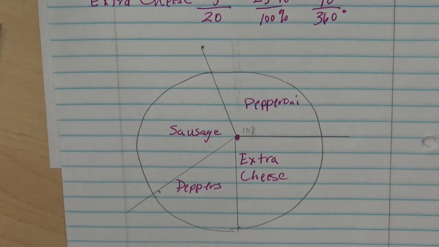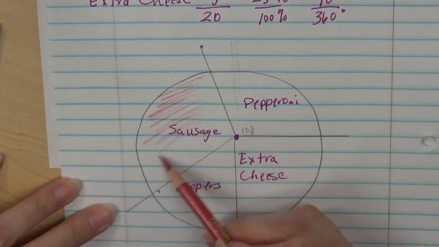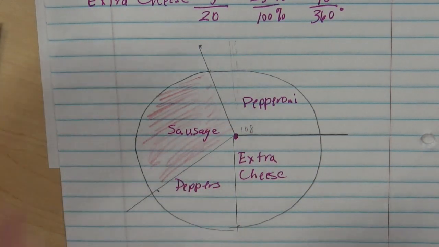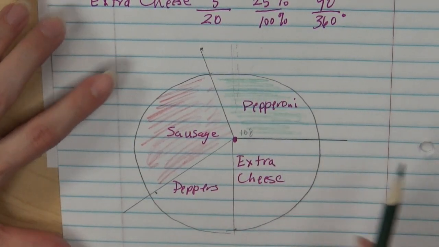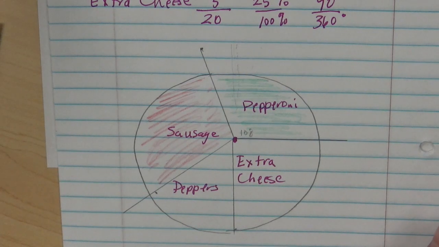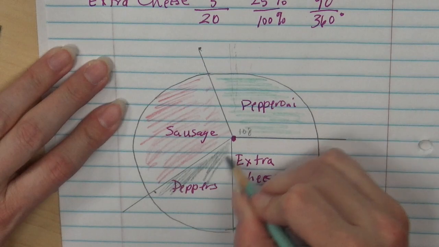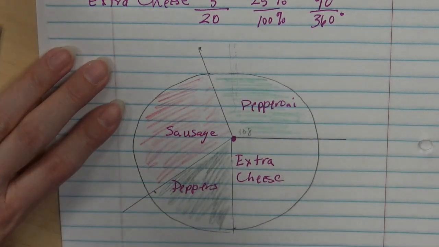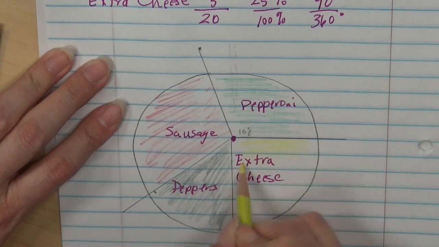You might want to color in the sections to distinguish them. So sausage, I'll do it in red just to make it look nice. Pepperoni, I'll do green. And then I had, let's see, I'll do a pink one and let's do a light blue one. So we'll do light blue for peppers. Kind of looks gray. And then maybe let's do yellow for extra cheese. Have I got a yellow? Yeah. You don't have to color it in, but it does make it look a little bit nicer.